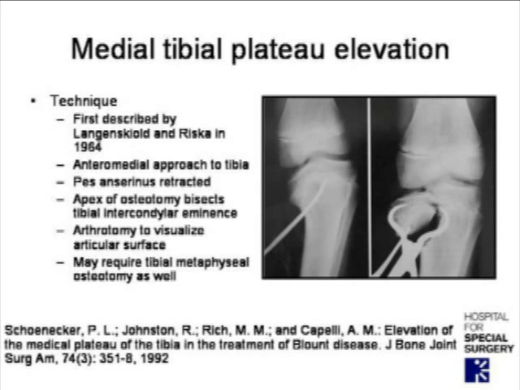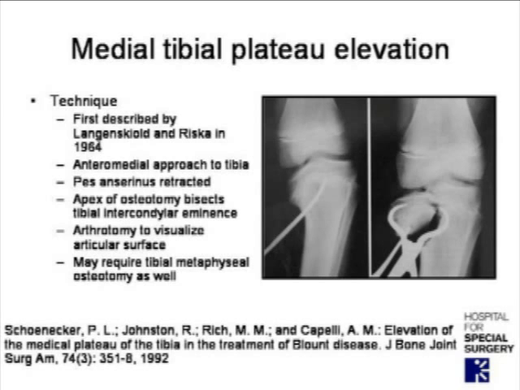Langenskold and Riska described this procedure in their landmark article in 1964, and since then a number of different authors, including Perry Schenecker, have written about it. This osteotomy is done through an anteromedial approach to the tibia. The osteotomy bisects the intercondylar tibial eminence, and an arthrotomy is usually described in order to visualize the articular surface.